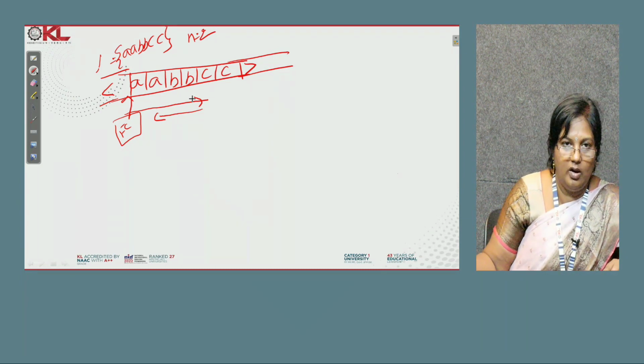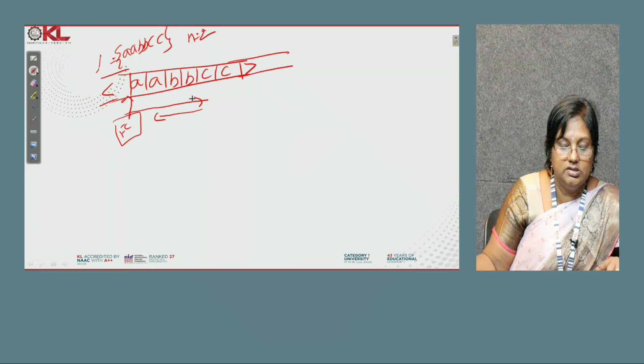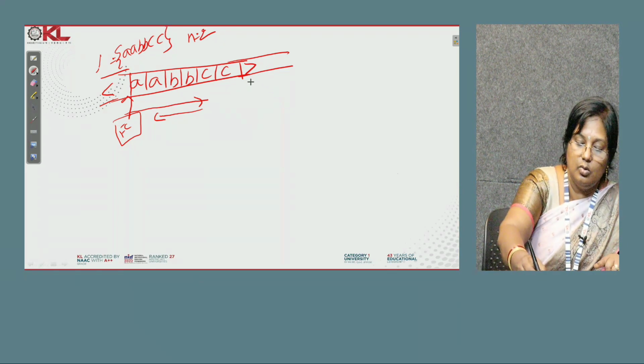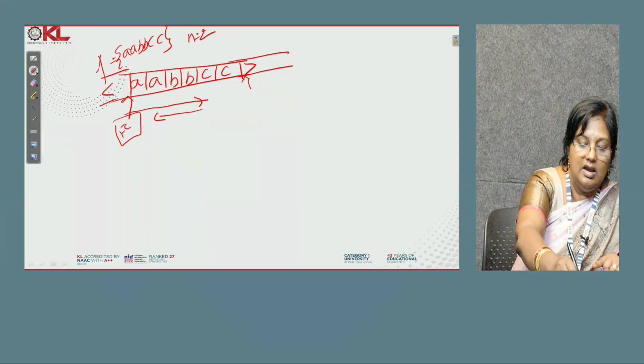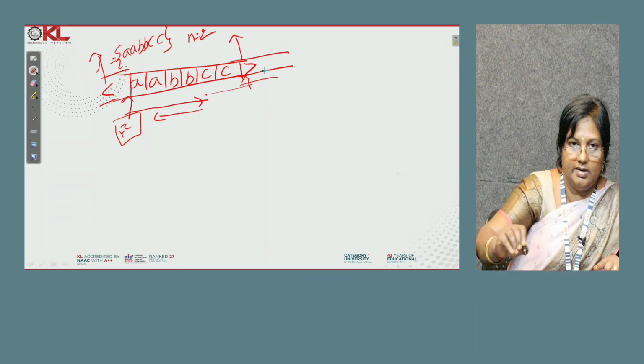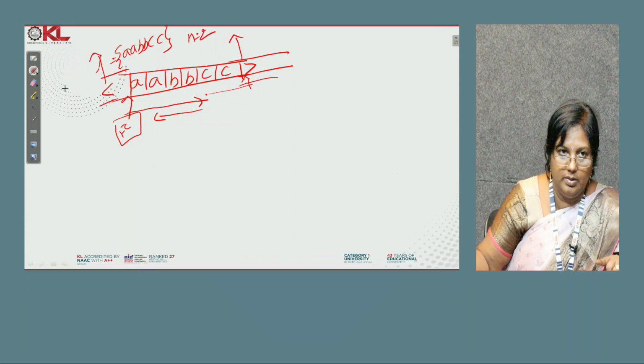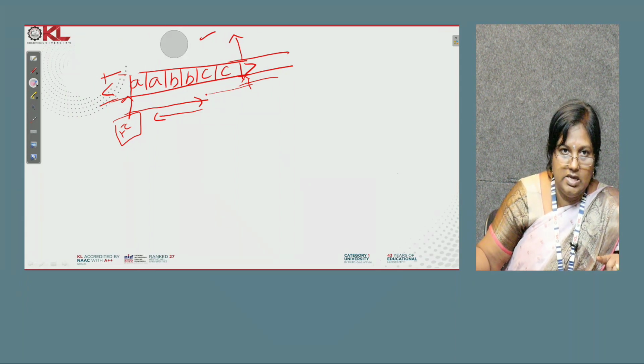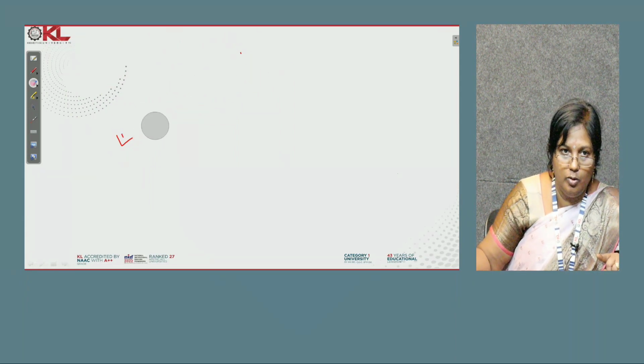The same we are following for the linear bound automata, but the only restriction here is the boundaries. The finite control should not move outside of the marker. This is the left-hand marker and this is the right-hand marker, so the finite control should not move beyond these markers. That is the main thing we need to remember. So for this, let us see how we are constructing the linear bound automata.